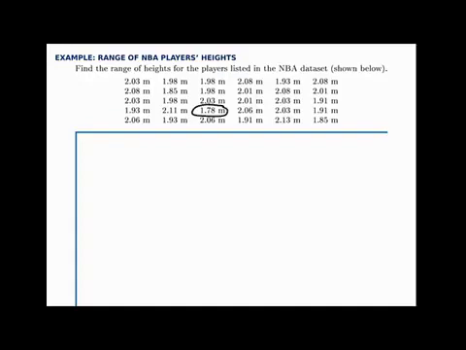1.78 meters is the shortest player in the sample that we listed. And the tallest player is 2.13 meters. So the range is just the difference between those two. If we take 2.13 minus 1.78, the range is the difference, or 0.35 meters.